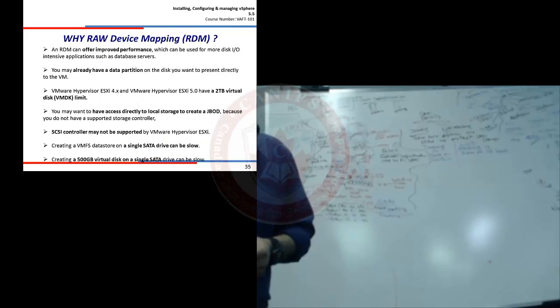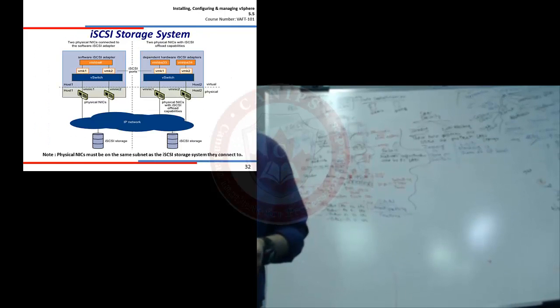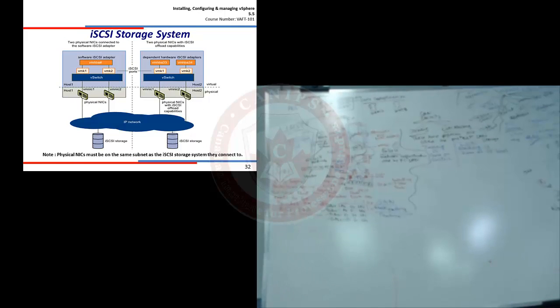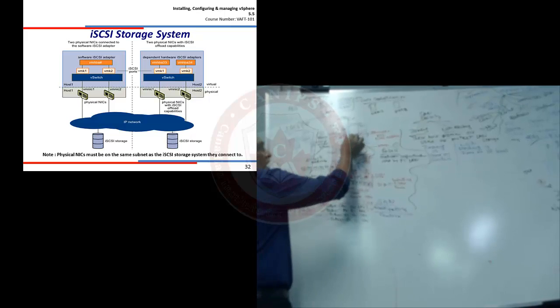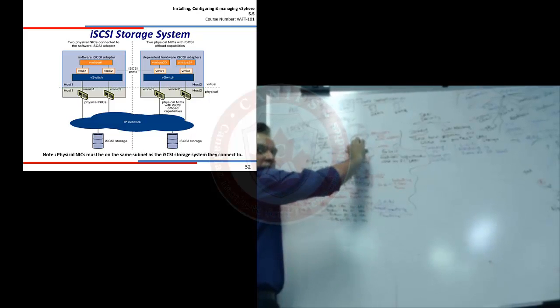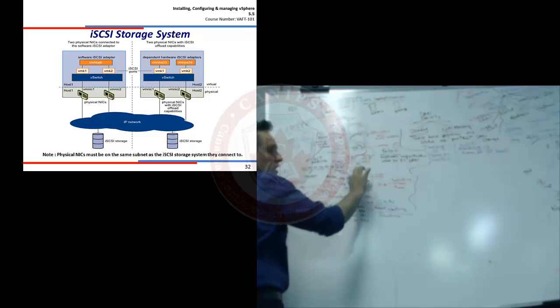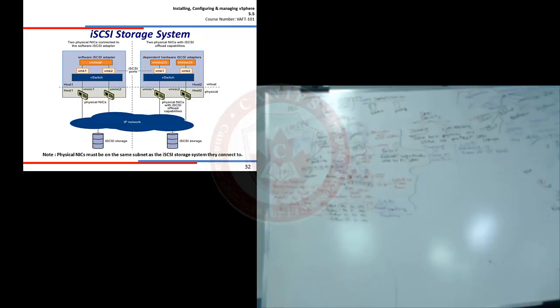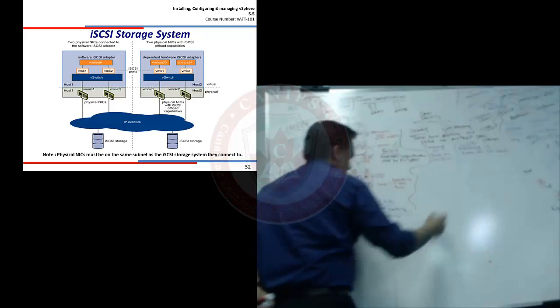But just a quick look at iSCSI. Before that, just a quick look at iSCSI. This is iSCSI, guys. Here you do have E1 and E2, and then you do have a shared storage. And shared storage is connected here. Same for iSCSI. In iSCSI, I'm gonna make iSCSI right here.